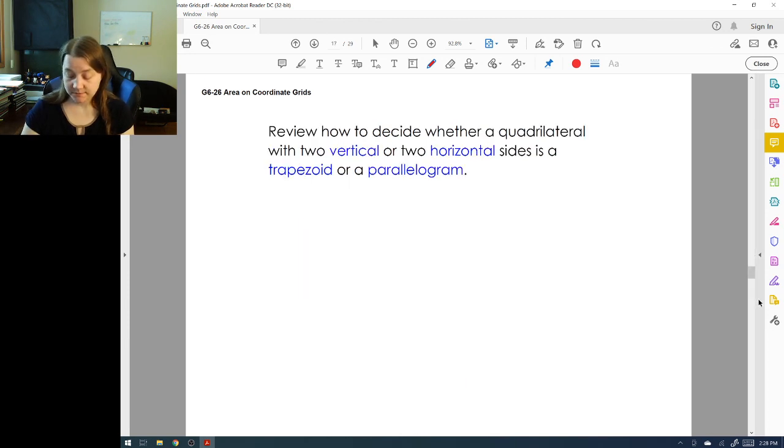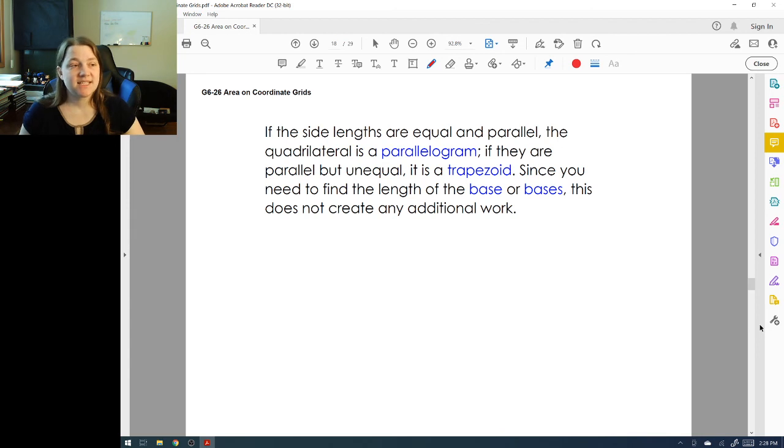Either way works. So remember how to decide whether a quadrilateral has 2 vertical or 2 horizontal sides, and figure out whether it's a trapezoid or a parallelogram. If the side lengths are equal and parallel, the quadrilateral is a parallelogram. If they are parallel but unequal, it's a trapezoid. Since you need to find the length of the base or bases, this does not really create any additional work. It's just checking the distances between each one.